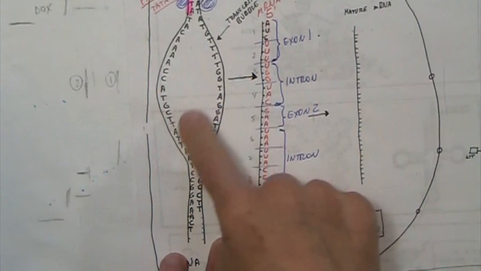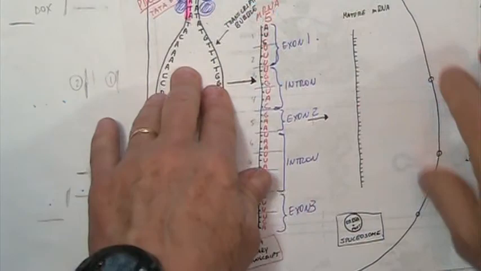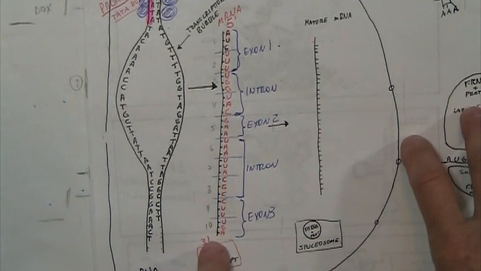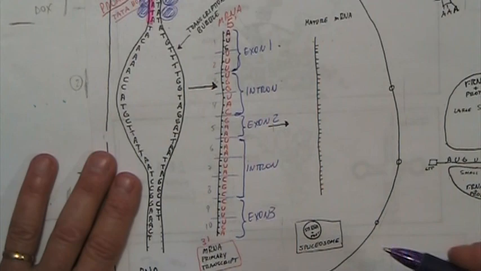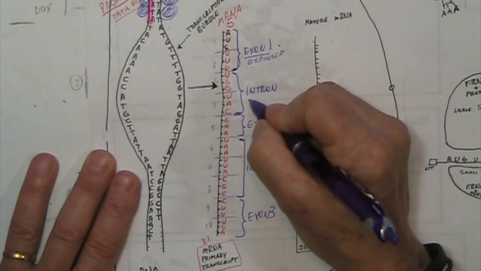So after this messenger RNA, this primary transcript is made, of course the DNA is gonna go back and close up, and the transcription factors are gonna be leaving this area after all is done. So DNA is closed, transcription factors left, you have your primary transcript there. Now comes a very interesting process that is called messenger RNA processing. There are several things that are gonna happen. And the main things are that the exons are gonna be expressed. The introns are gonna be removed.